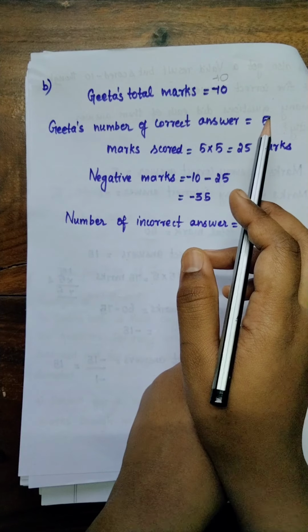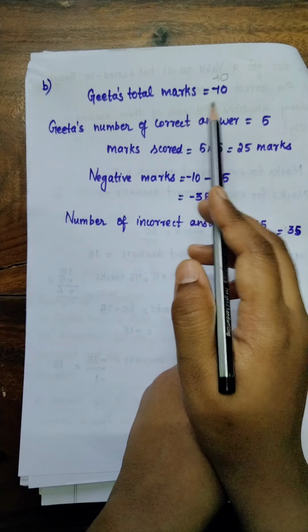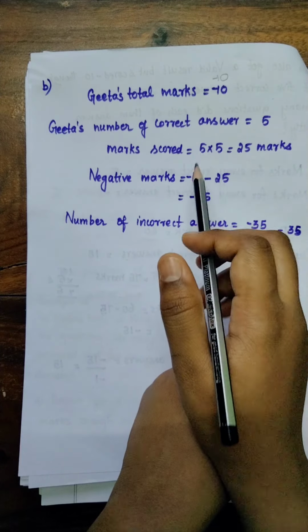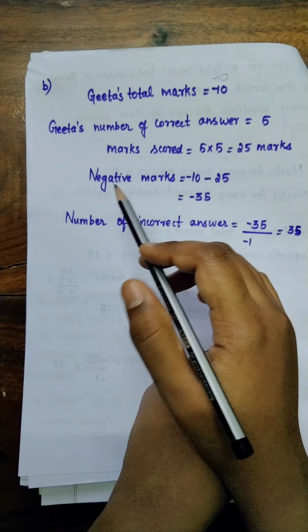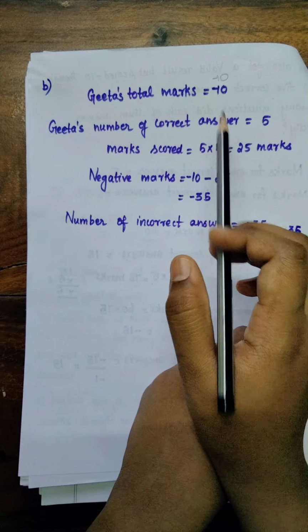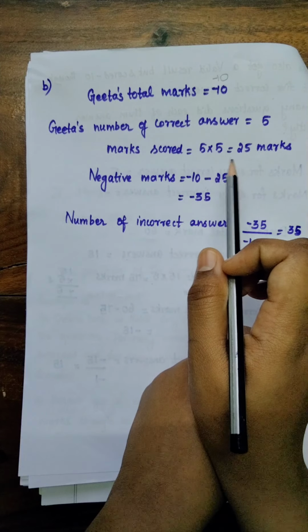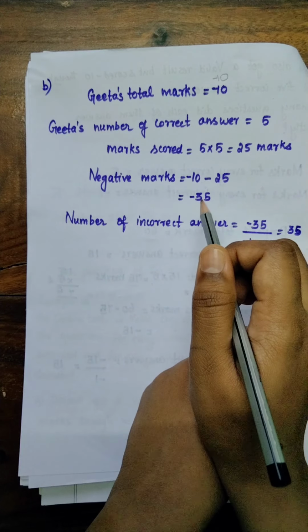For one correct answer, they are giving 5 marks. So here Geeta wrote 5 correct answers, so 5 into 5 is 25 marks. So negative marks, that is marks for incorrect answers, is equal to total mark minus correct answer mark. So minus 10 minus 25 is minus 35.